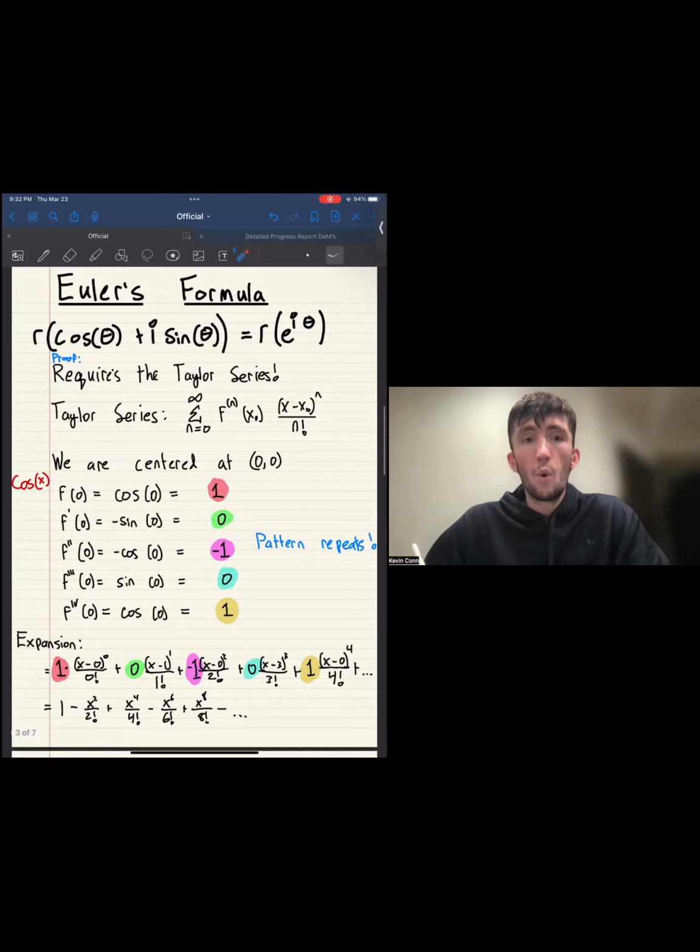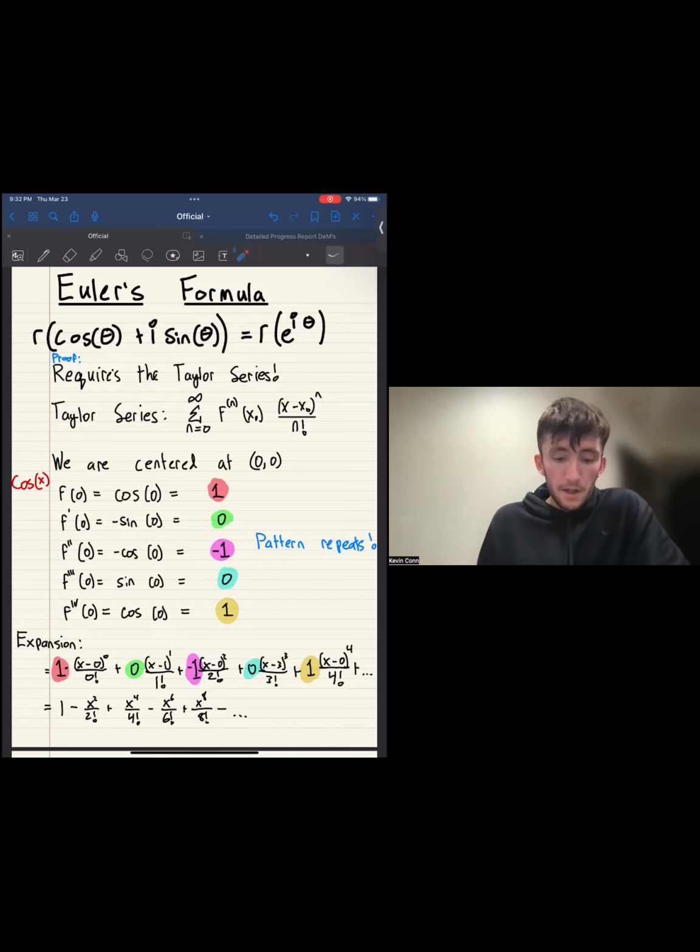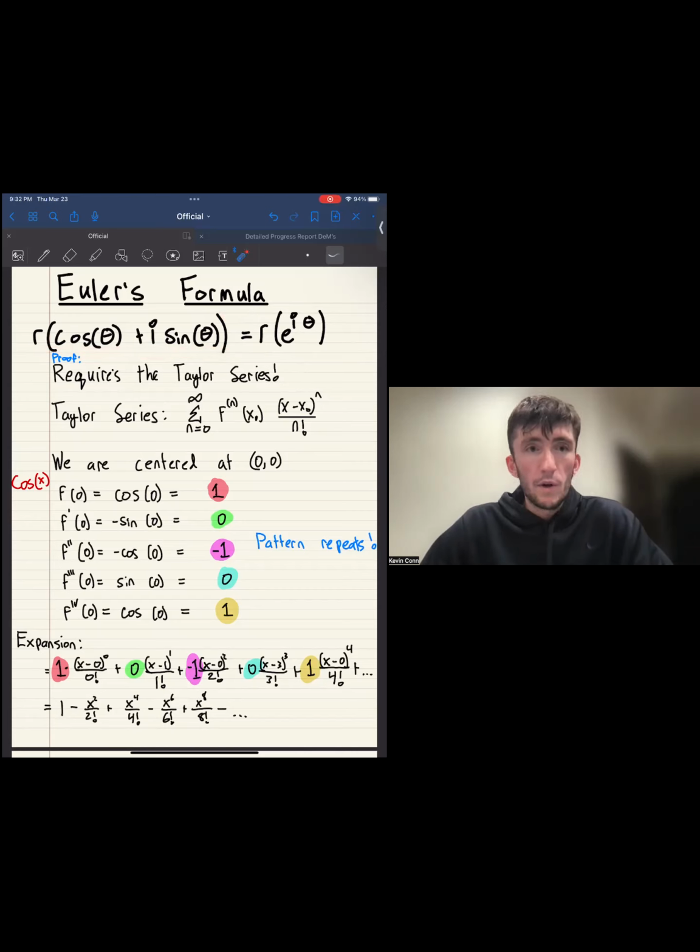So here we go. Euler's formula, which makes Demoivre's proof a lot easier. This is the left-hand side of Demoivre's formula minus that integer power, but we'll deal with that later. And Euler said that is equal to r times e to the i theta. I realize that I switched these thetas and x's, but I think from here on out, I'm pretty consistent. So we're going to start the proof here.